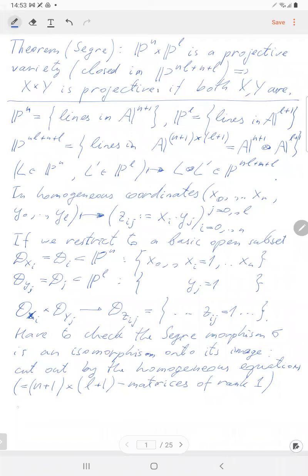So the equations are all the 2 by 2 minors are 0. In other words, the determinant of the 2 by 2 matrix with entries z_ij, z_i'j, z_ij', z_i'j' is 0 for any i', j'. Okay.